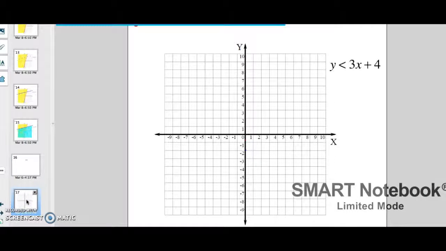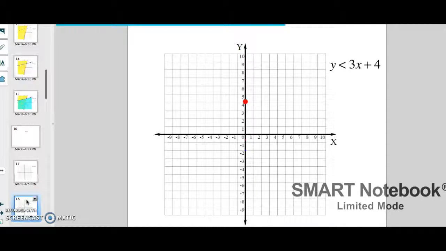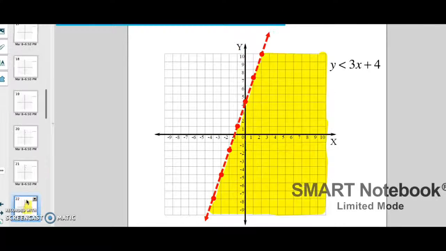So starting with y is less than 3x plus 4, my y-intercept is 4, so I graph that. Then I have a slope of 3, so I go up 3 to the right 1, up 3 to the right 1, so I reach the edge of the graph. And then I reverse it starting at the 4 and go down 3 to the left 1, so I reach the end. Now there is no line under the inequality, so it has to be a dashed line, and it's a less than, so I shade below the line.